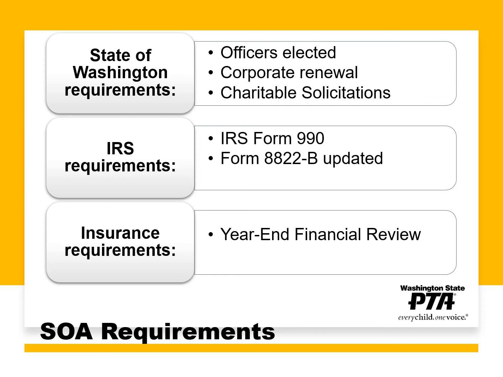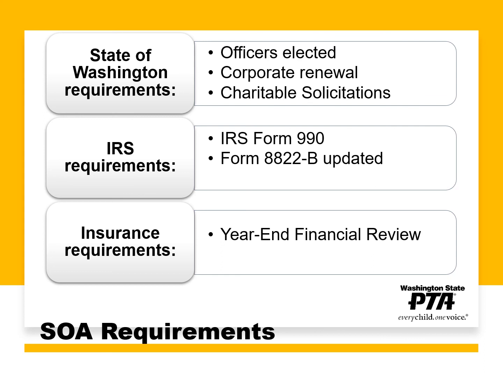The first is that officers are elected. Washington state law requires president, vice president, treasurer, and secretary are elected at a membership meeting. It's recommended that new officers are elected before the end of the previous fiscal year.